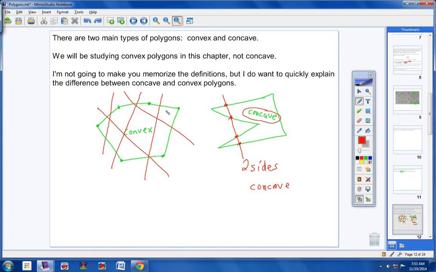And I might give you some of these on the upcoming quiz or test and say which one of these are convex, which one of these are concave. So make sure you understand this. Okay, again, pretty simple math so far. In fact, I remember in 8th grade, we covered this with you guys who are juniors right now. And so this is not too difficult stuff at all. All right, let's continue on.